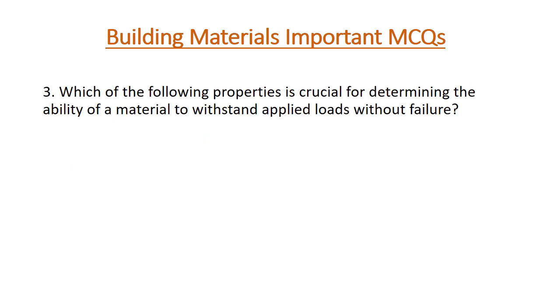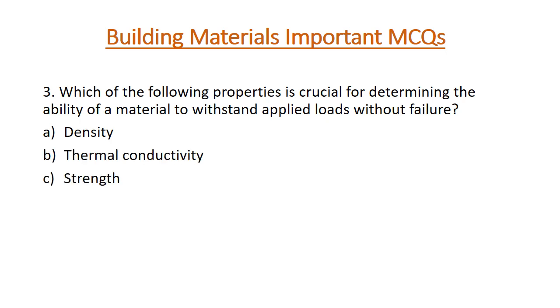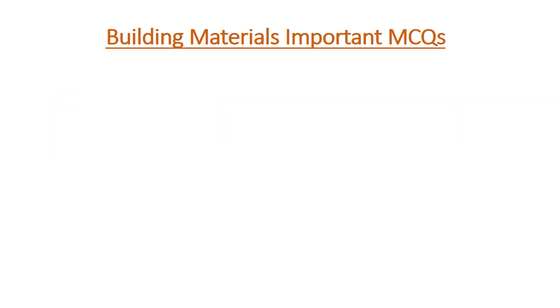Question 3. Which of the following properties is crucial for determining the ability of a material to withstand applied loads without failure? A. Density. B. Thermal conductivity. C. Strength. D. Durability. The correct answer is strength.